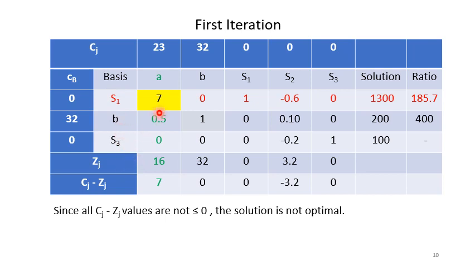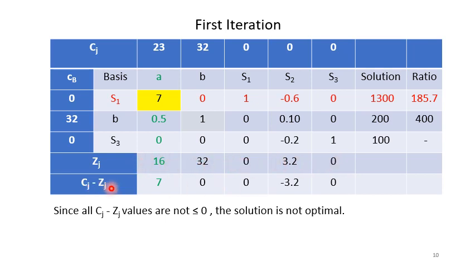Find out the Zj values. So 7 into 0 is 0, 0.5 into 32 will be 16, plus 0 into 0 is 16, that's why Zj is 16. Similarly 0 into 0 plus 32 into 1 plus 0 into 0 is 32. Similarly 0 into 1 plus 32 into 0 plus 0 into 0 is 0. Minus 0.6 into 0 is 0, 32 into 0.10 is 3.2, plus this one is 0, so 3.2. 0 into 0, all zeros here. So the Zj values you have got are 16, 32, 0, 3.2 and 0.